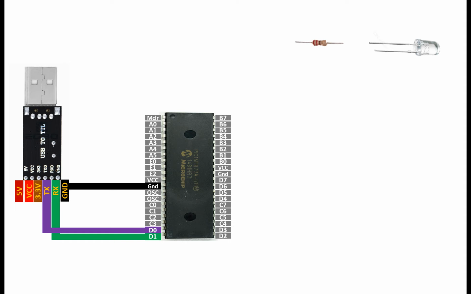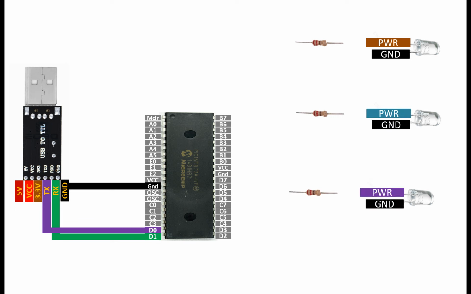It's ideal. Now guys, let's see. The longer pin of the LED is always a power pin. The shorter pin is always a ground. Similarly, we will have 2 other LEDs as well, like this. And we have a total of 3 LEDs.